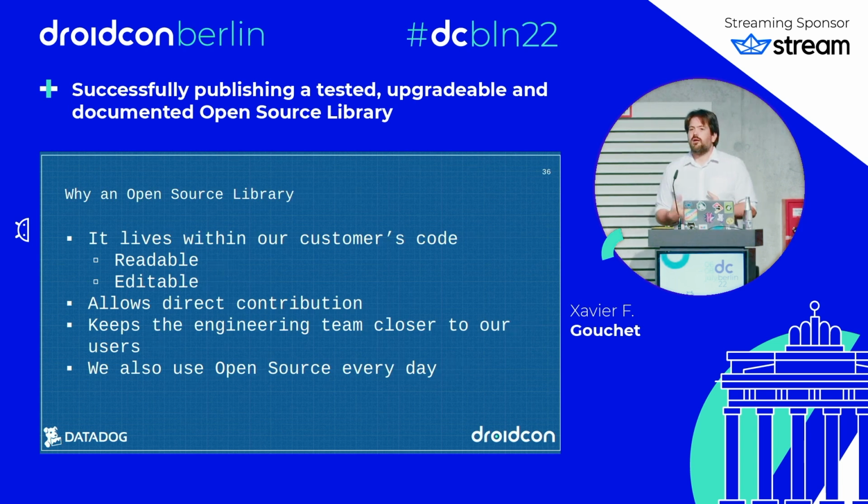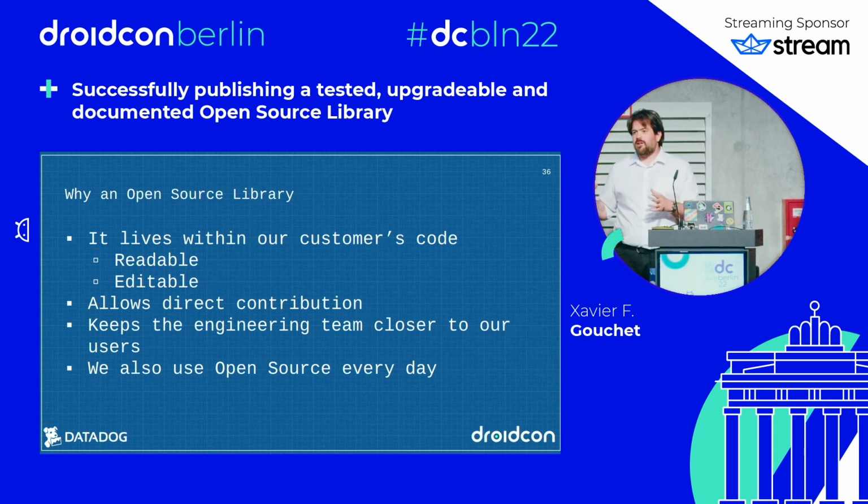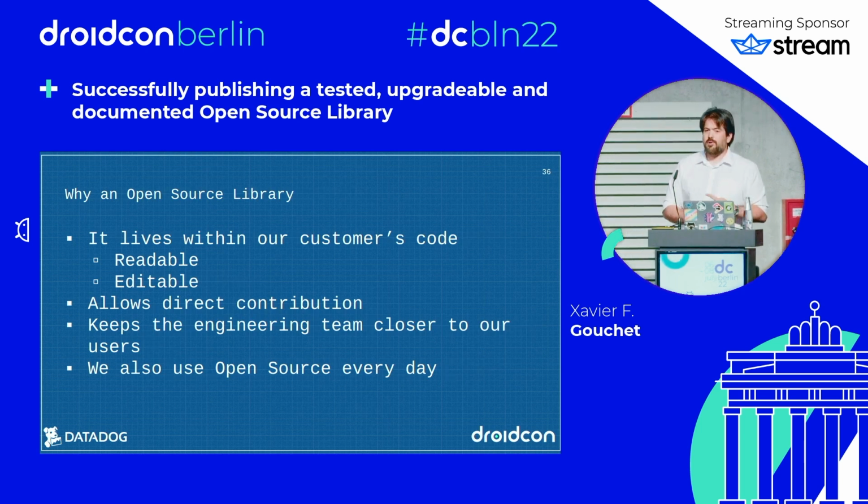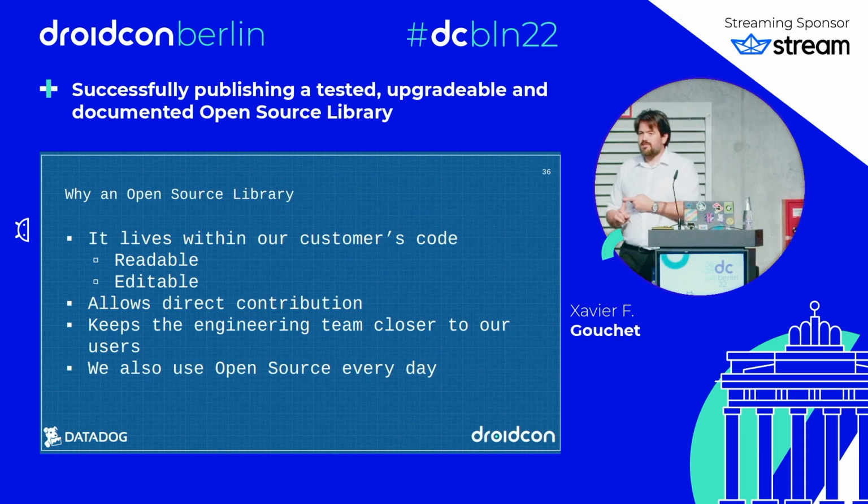One of our core paradigms is that anything that lives within your customer's code should be readable and editable. So the SDK that we provide that lives in an Android application, or iOS, or React Native, or Flutter, this is some code that's going to live next to our customer's code. So we want to make sure that they know what we're doing and that they can change it if they want to. This is the most important thing, that we don't want to do anything that they are not aware of inside their own application.